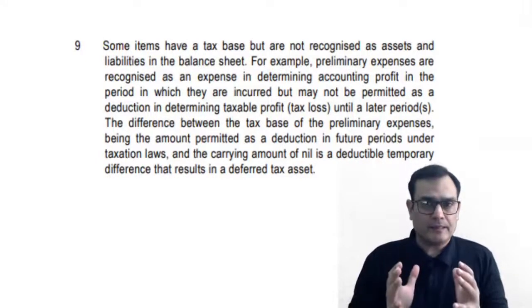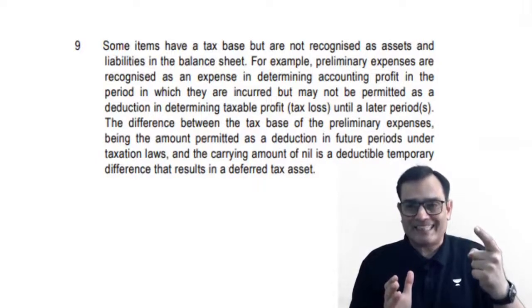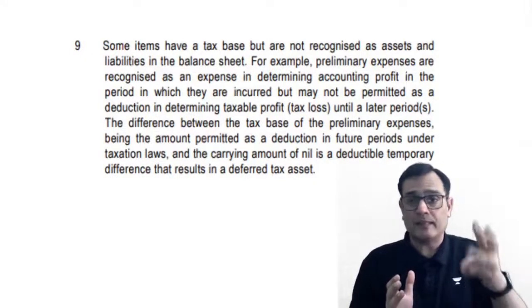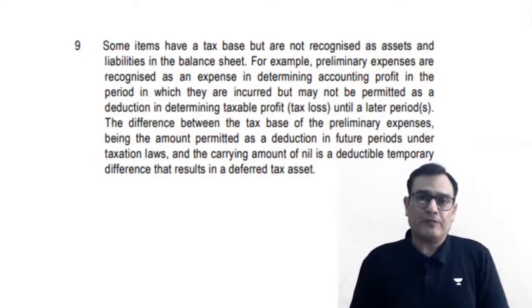So we have seen case number 1 earlier in the videos, that there is a tax base of an asset with a carrying amount. There is a tax base for a liability which has got a carrying amount, and in this video we're looking at the third case, the tax base of the asset and liability which does not have a carrying amount.